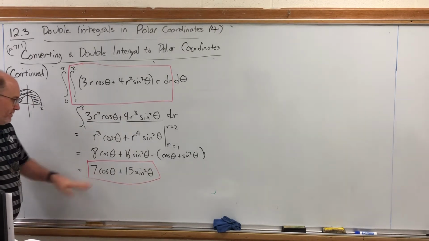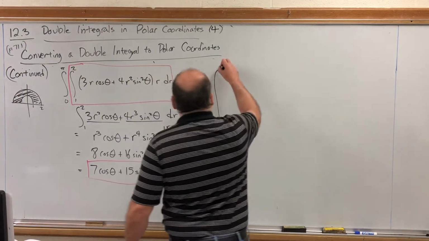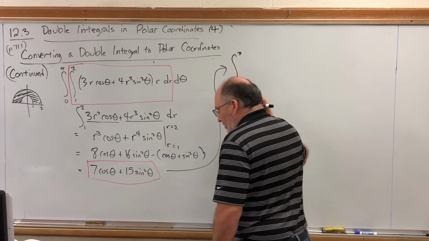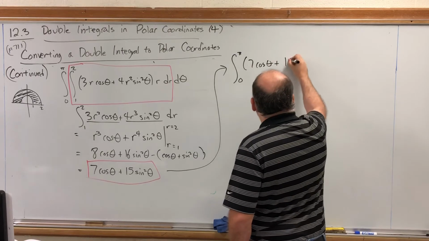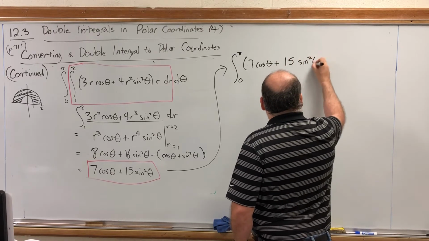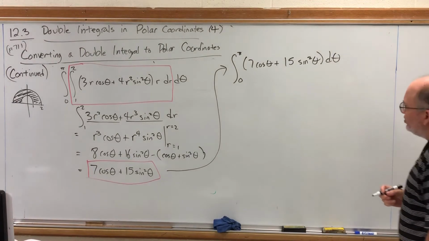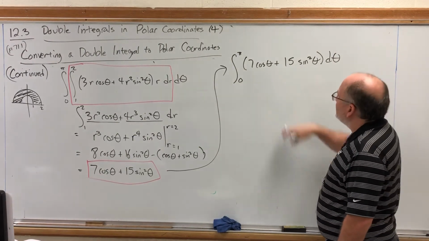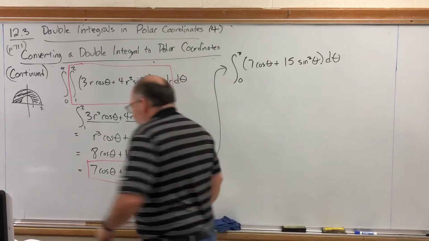So let's import this back into the double integral, which is no longer a double integral. Now we just have to integrate from 0 to pi the expression 7 cosine theta plus 15 sine squared theta d theta. I would treat this as 2 separate integrals for the 2 terms in the integrand, because the first one's straightforward and the second one's not. So let's deal with the first integral first.